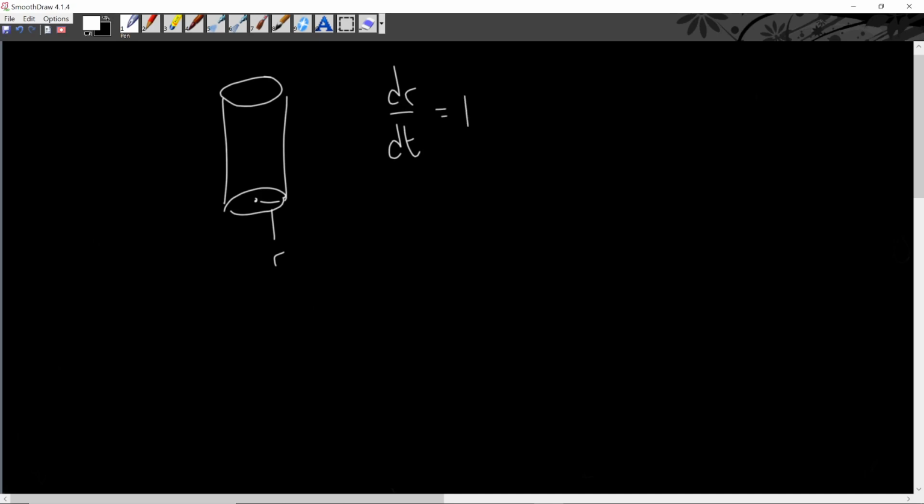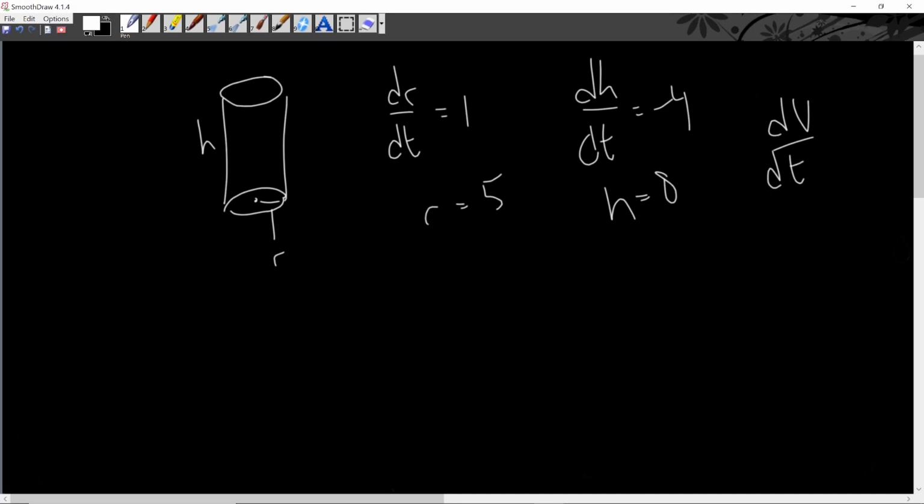And the height, so h, is decreasing. We have dh/dt will be negative. It's decreasing, right? So if the derivative is negative, we are decreasing. That same rule carries over to related rates as well. It is decreasing at a rate of negative 4 meters per hour. At a certain instant, the base radius is 5, so r equals 5, and the height is 8, so h equals 8. Okay, and what is the rate of change, dV/dt, at that instant?